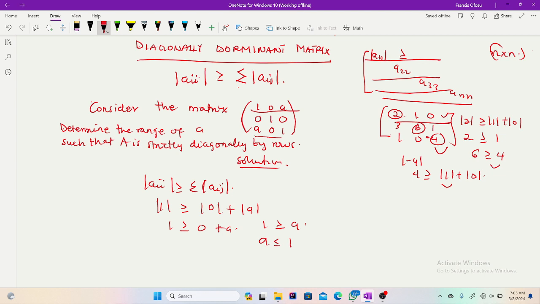Let's see if we had used the last row. Using the last row, you would have got the same thing, since this is the diagonal entry. 1 will also be greater than or equal to the absolute value of A plus the absolute value of 0. And obviously, we are going to get A to be less than or equal to the absolute value of 1, or 1. That's like that. So there is a range. This is the range.